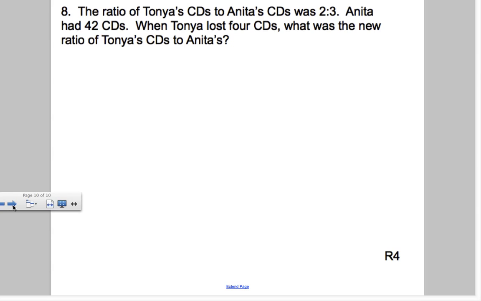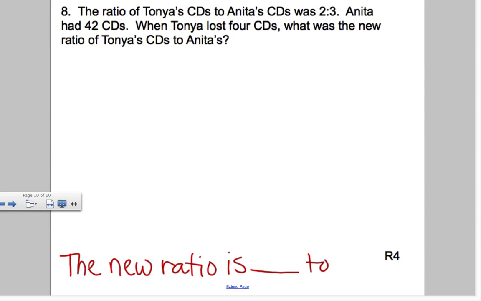So we have, again, I would just use the generic: the new ratio is blank to blank. And then, who are we comparing? Tanya and Anita. It's not Tony, it's Tanya.